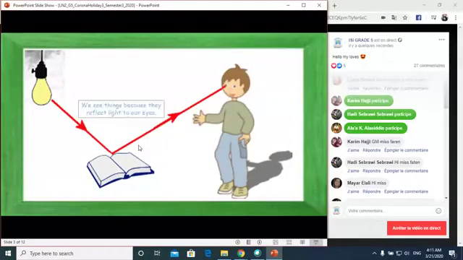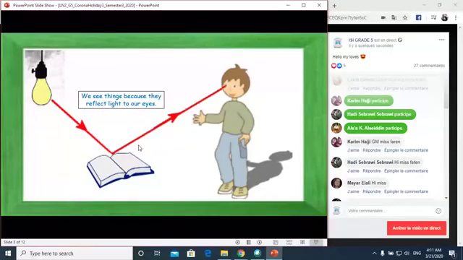We see things because they reflect light to our eyes. When you have a source of light, the light travels to the things that are around you. Then these objects or these things reflect light to your eyes so you can see them. Okay, so in 2 steps, the light sends the light rays to the object. Then this object reflects light to your eyes. The boy in here can see the book because the book is reflecting the light to his eye.